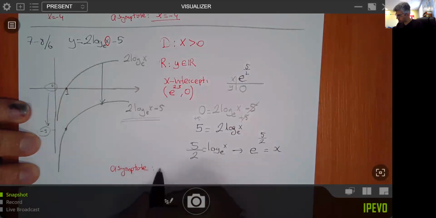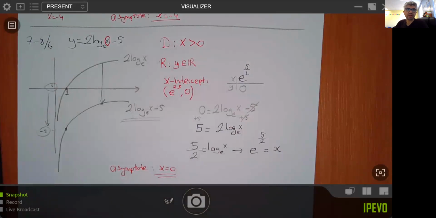Asymptote is x equals 0. We have these 4 answers. There will be one question in the quiz similar to this. Most probably one of them.